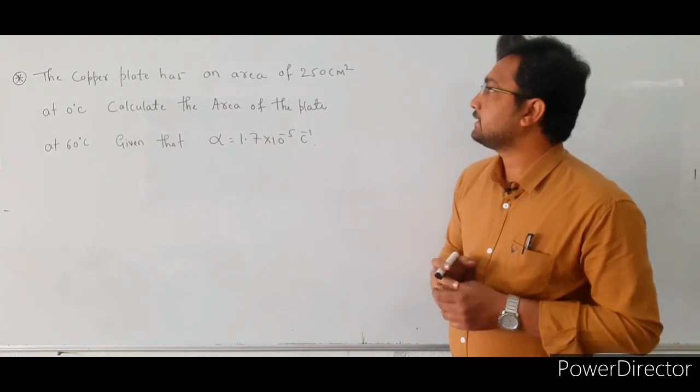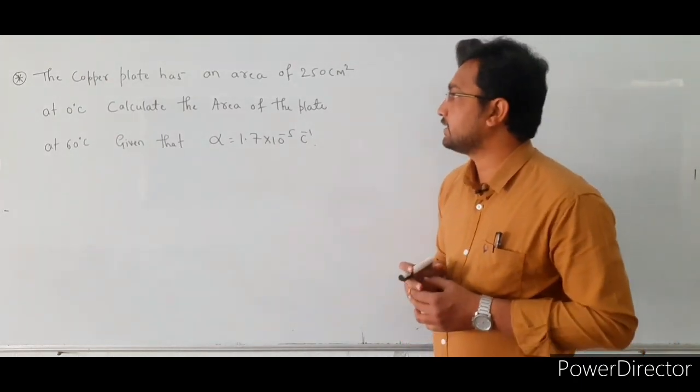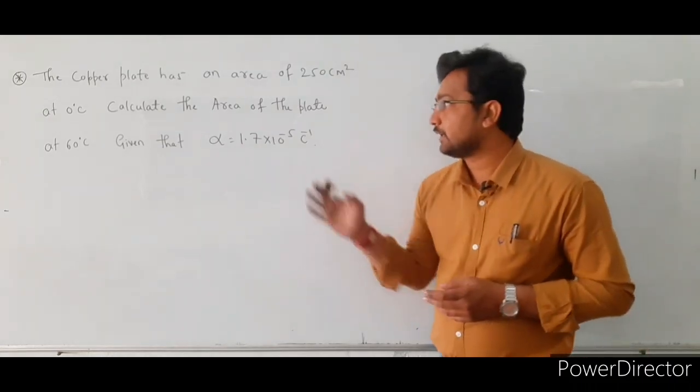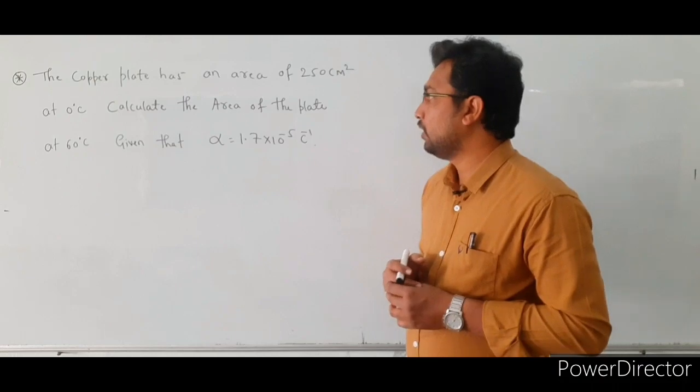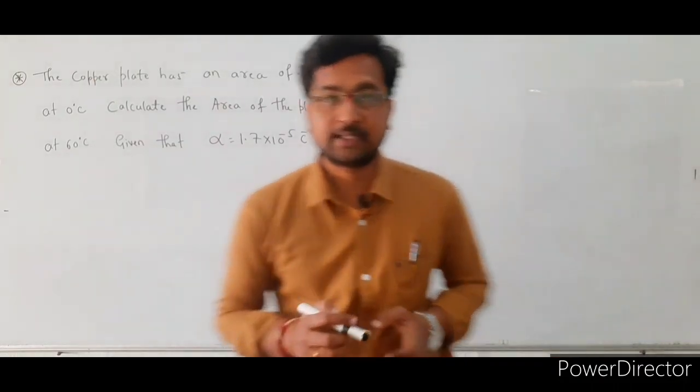The copper plate has an area of 250 centimeters square at 0 degrees Celsius. Calculate the area of the plate at 60 degrees Celsius, given that alpha is equal to 1.7 into 10 to the power of minus 5 per degree Celsius.